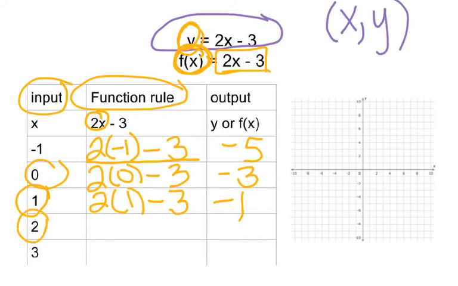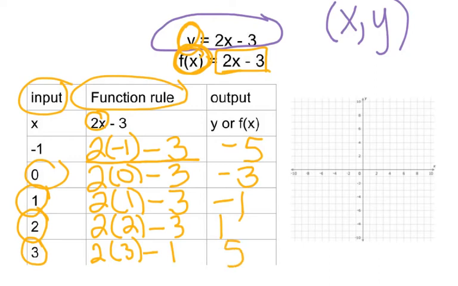Now I'm going to input the 2. It's 2 times 2 minus 3, and that is 1. Then we're going to input the 3. 2 times 3 minus 3, and that is 3.